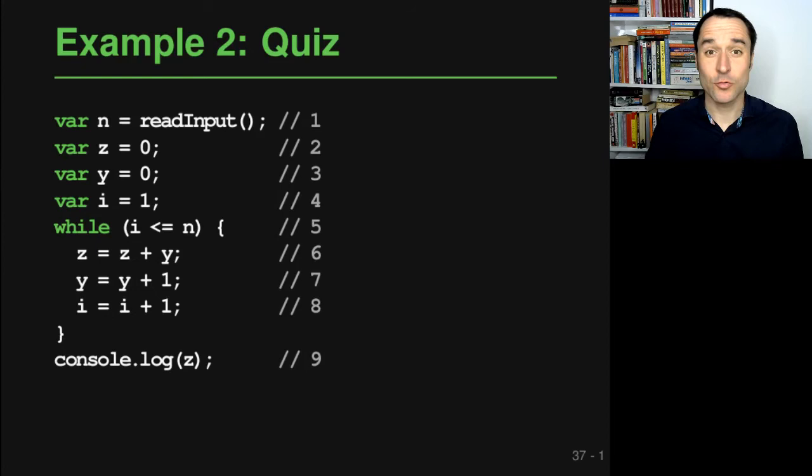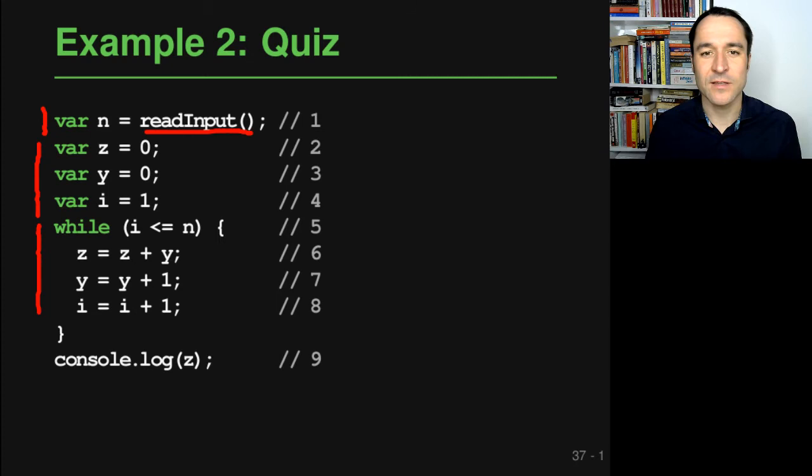So to show some of the limitations of this simple approach and also to double check if you've understood these ideas that I've explained so far, I have a second example, which I'll invite you to actually do by yourself. So this is a little quiz for you. And then afterwards, I'll show you the solution. So in this second example, we again read some value from the input and store it in n. And then we have these three variables z, y, and i that are modified down here in this loop.